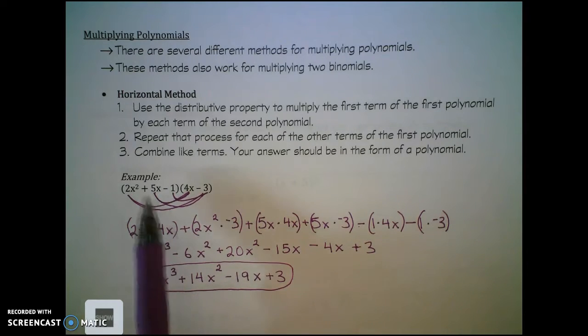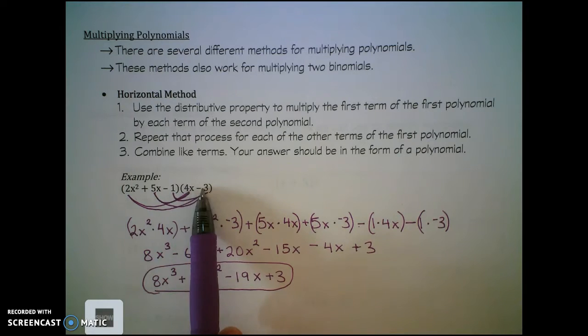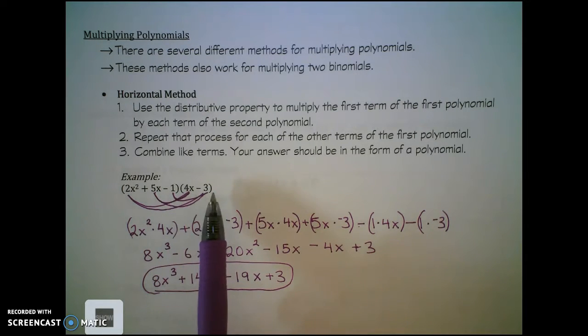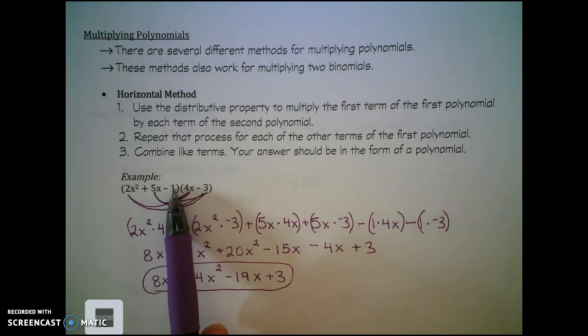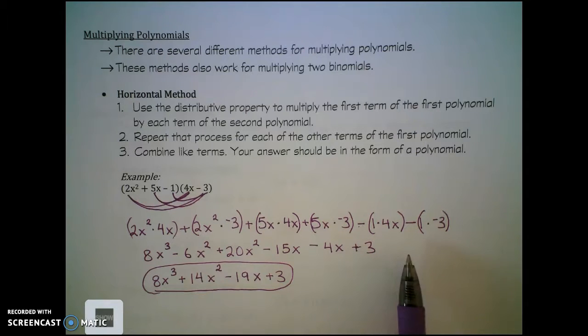I multiply the first term of the first polynomial by each term in the second one, then the second term in the first one by each term in the second one, then the last term in the first one by each term in the second one, write it all out as a sum, combine my like terms and simplify, and my answer is a polynomial.